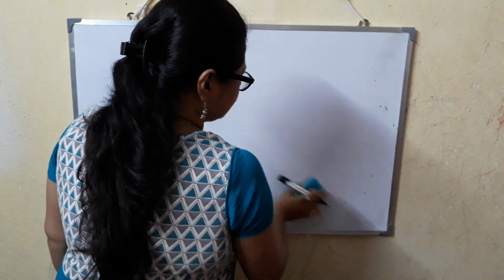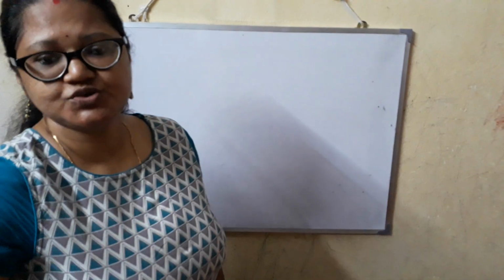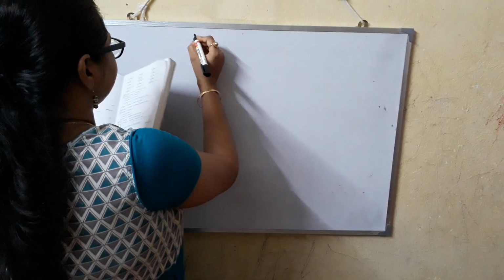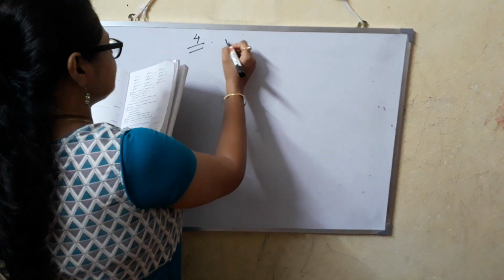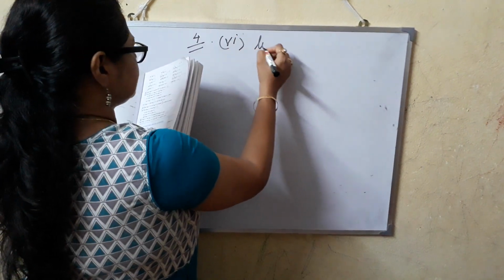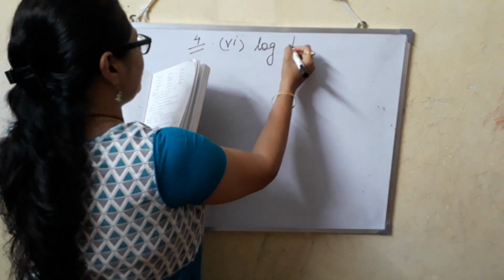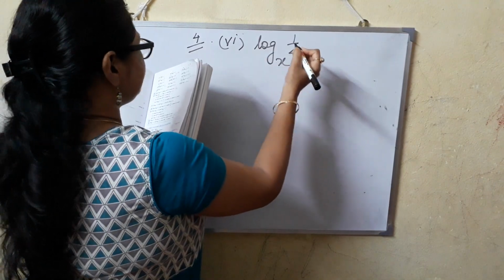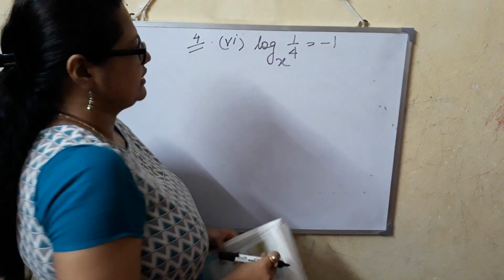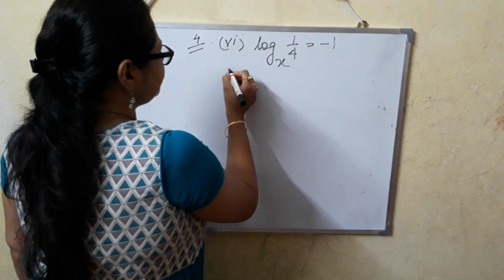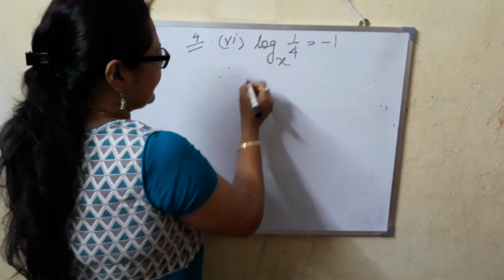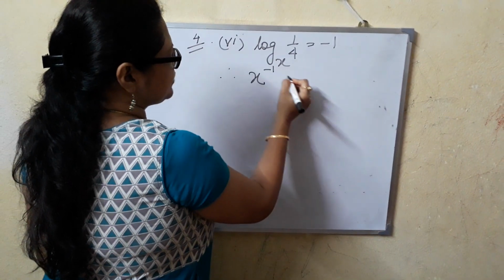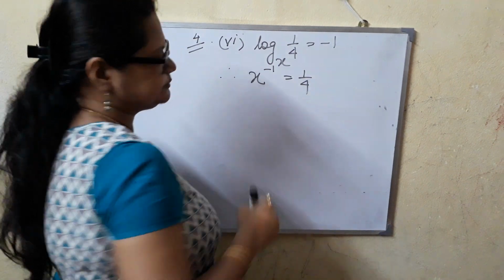Next sums are solving of the equations which are given to us. That's question number 4. I'm going to begin with question number 4's number 6. Simple sum. Log of 1 by 4 to the base x is equal to minus 1. Okay? And they have told us to solve for x. So from here, if you are writing it in exponential form, I can write x to the power of minus 1 is equal to 1 by 4.